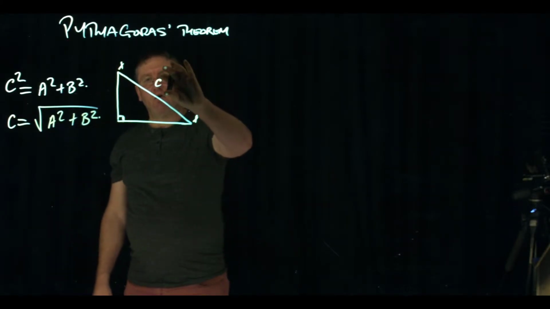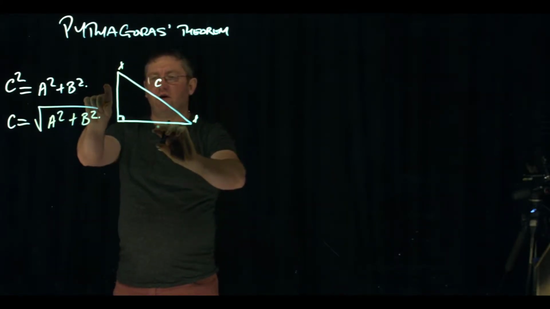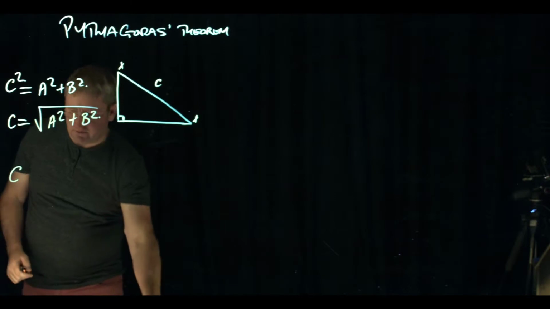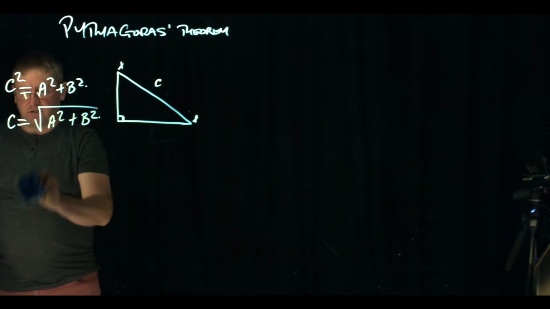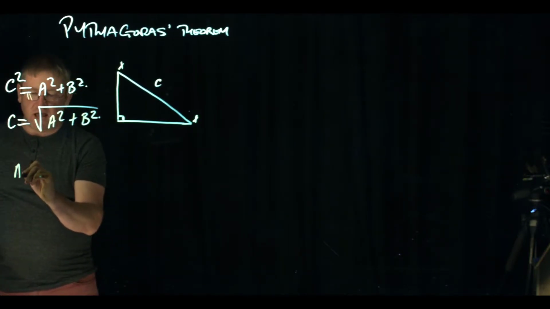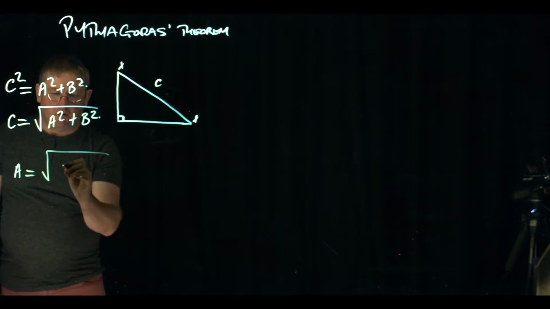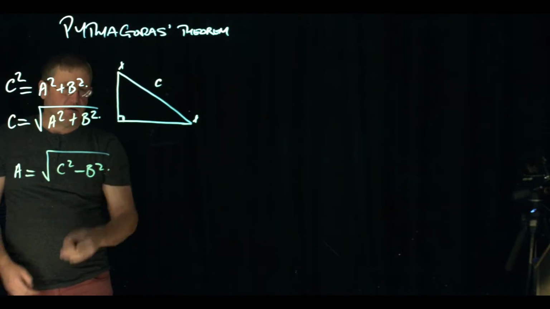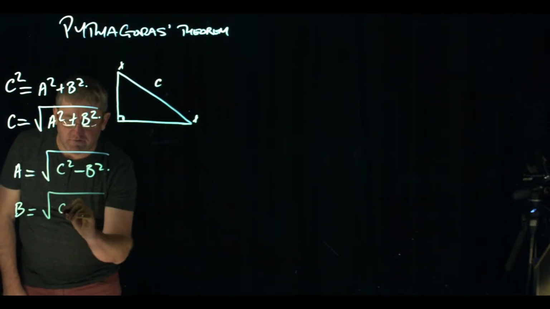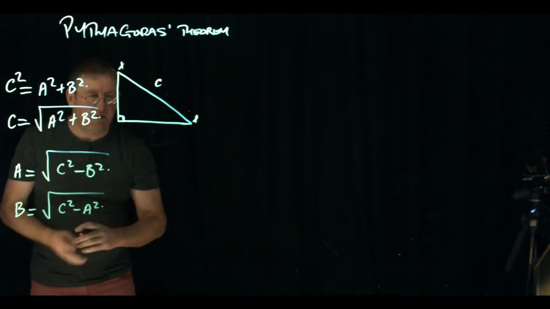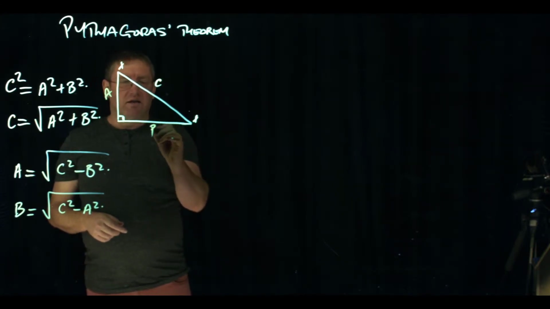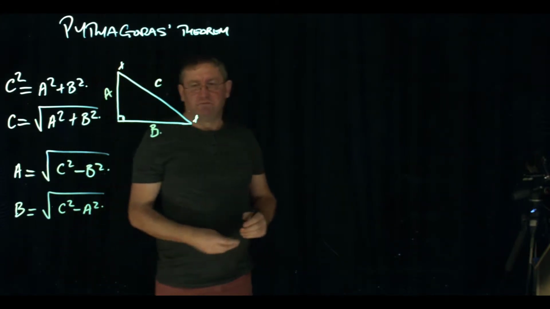If we start off with the long length and one short length, we can identify the other short length by changing the formula. Sorry, I've made a mistake there, I'm going to rub that out. What we would do is write it as, for instance, a equals the square root of c squared minus b squared. Now, you could also write it as b equals the square root of c squared minus a squared. It doesn't particularly matter whether you call this side a and this side b, or whether you change them over.